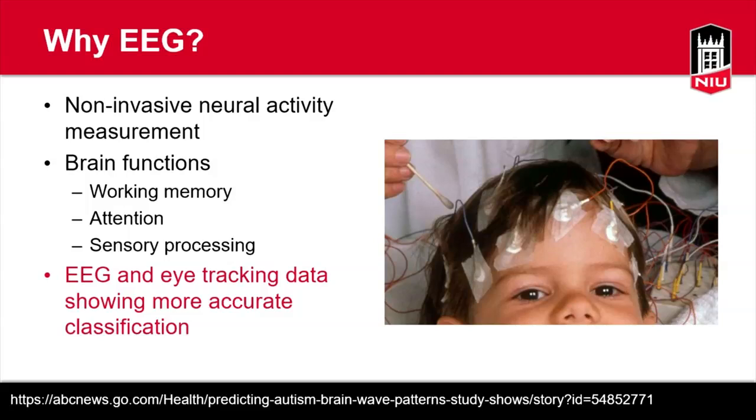And also, why do I look at EEG and eye tracking together? Some of the studies mentioned that they did machine learning classification, and by considering both signals, EEG and eye tracking, showed higher classification performance. So that was one of the reasons we decided to look at them together.